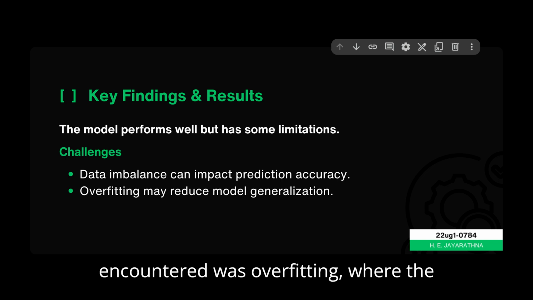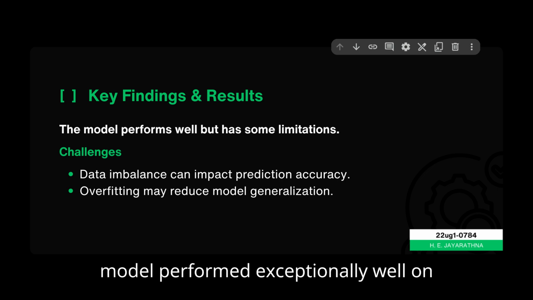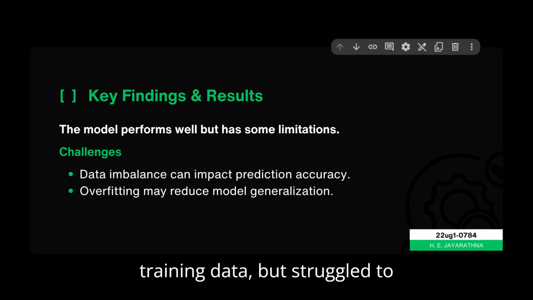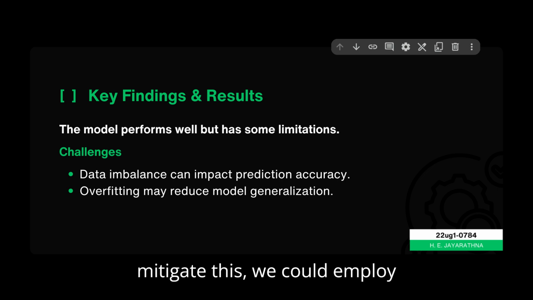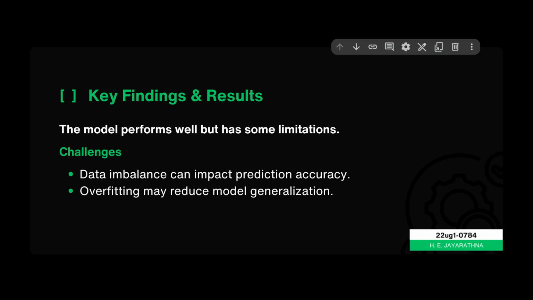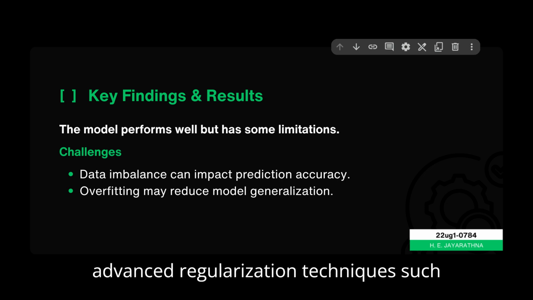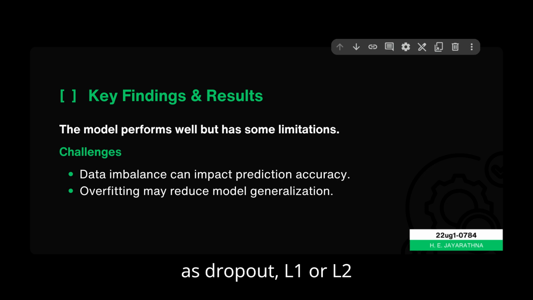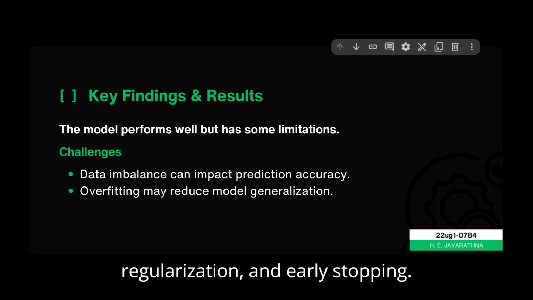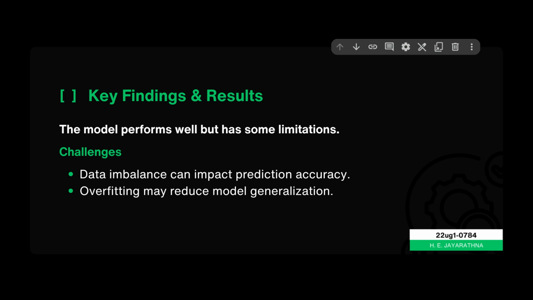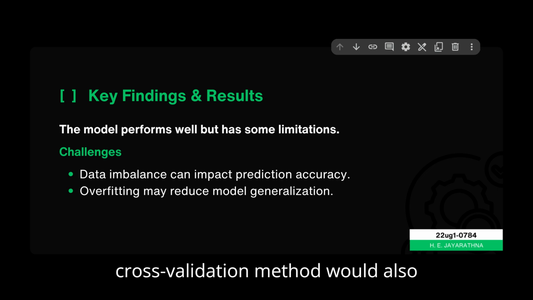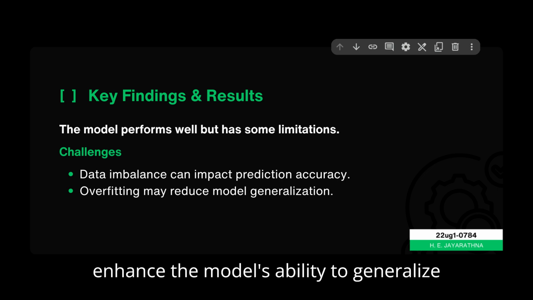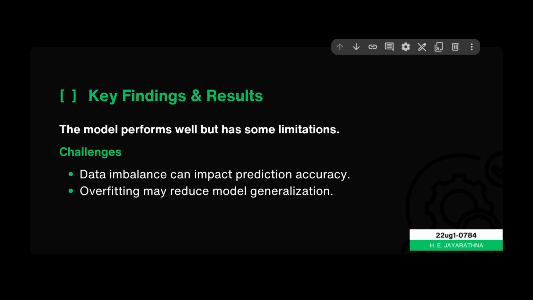Another issue encountered was overfitting, where the model performed exceptionally well on training data but struggled to generalize to unseen data. To mitigate this, we could employ advanced regularization techniques such as dropout, L1 or L2 regularization, and early stopping. Expanding the dataset with more diverse data points and incorporating cross-validation methods would also enhance the model's ability to generalize effectively to new cases.